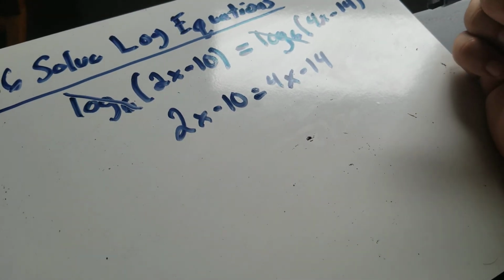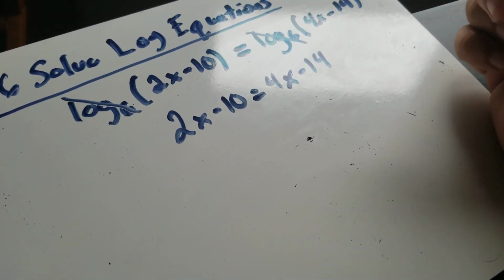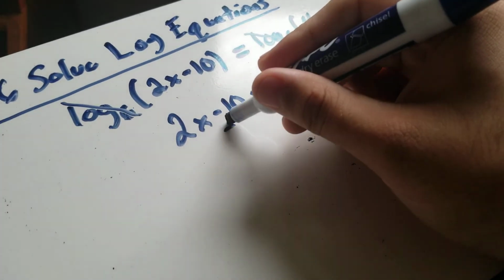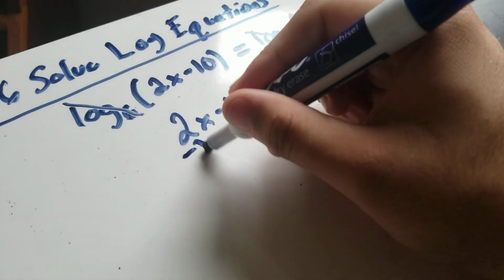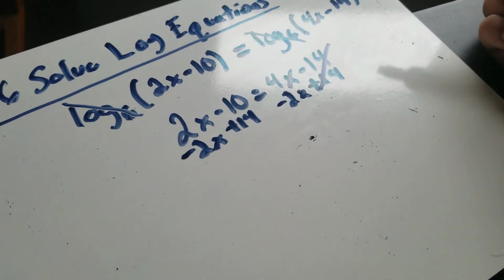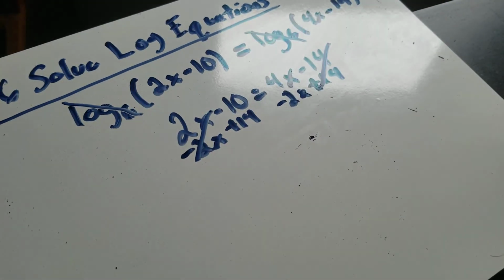Okay, second step, we're going to solve for x. So we got a plus 14 over here, plus 14. I'm in Algebra 2, so I'm a little cocky. So I'm just going to do it all at the same time. Cross out this 14. Cross out this negative 2x.